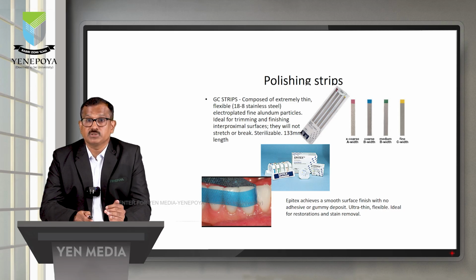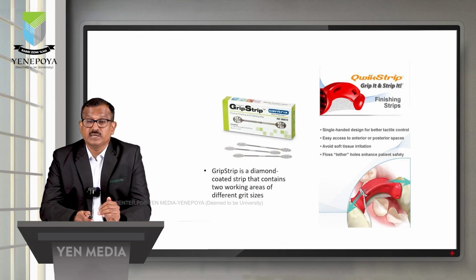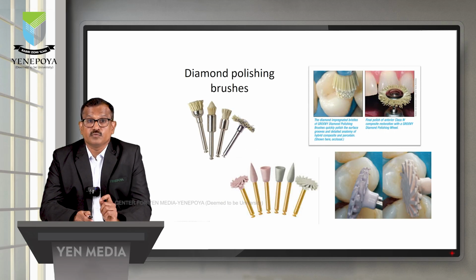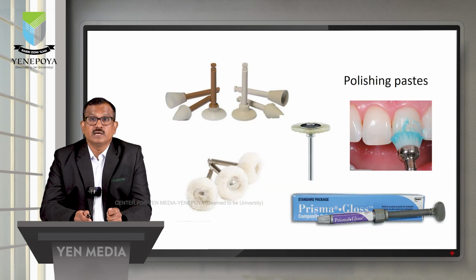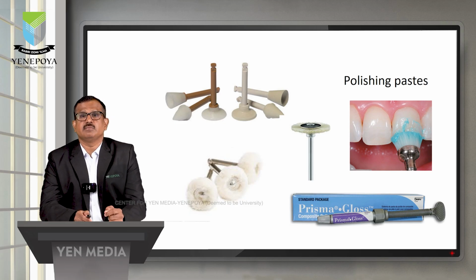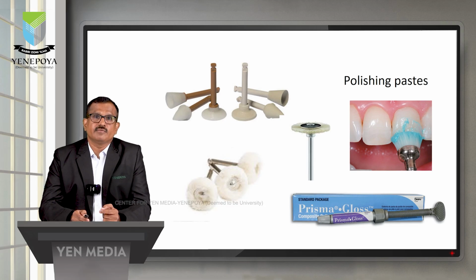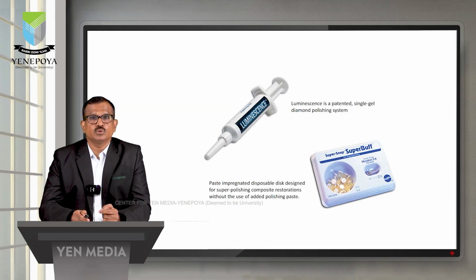Then proximal polishing strips are to be used, because the contact areas have to be nicely contoured, making sure there is no food lodgement. At the same time, there should be enough freeway so that it is flossable. That is very important, so make sure your floss passes. The final finishing can be brought in by buffs and brushes, goat hair brushes, Pogo polishers, and Enhance systems. Many polishers are available in the market; these are a few. Finally, we can also use buffing.